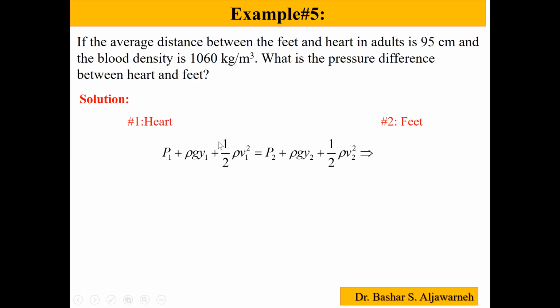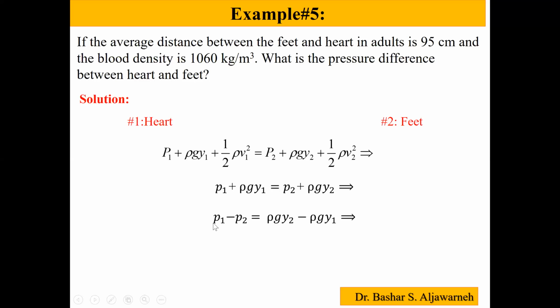Now Bernoulli equation, as you can see here, but be careful here, the velocity or the speed is constant. Therefore, the kinetic energy terms will cancel out. You will find P1 plus rho g y1 equals P2 plus rho g y2. Now, to calculate the pressure difference between heart and feet, which is P1 minus P2, because I assumed the heart is number 1 and feet is number 2.